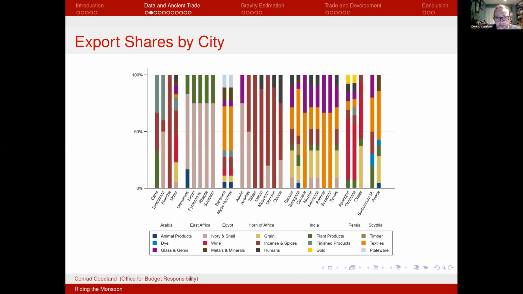And so here is a bar chart that shows the regional breakdown of export baskets, right? It is very regionally focused in terms of dominant export groups. And this leads into the endowment effects and the Ricardian nature of trade in the ancient world, and is consistent with that.